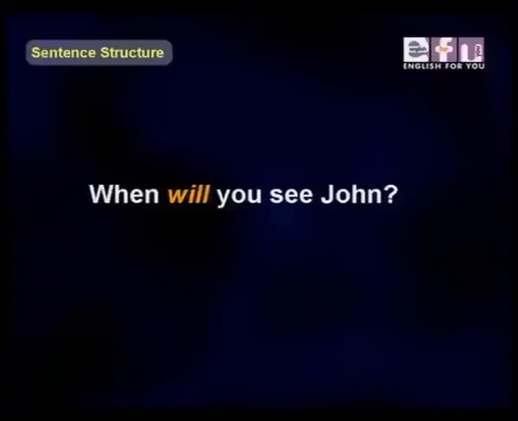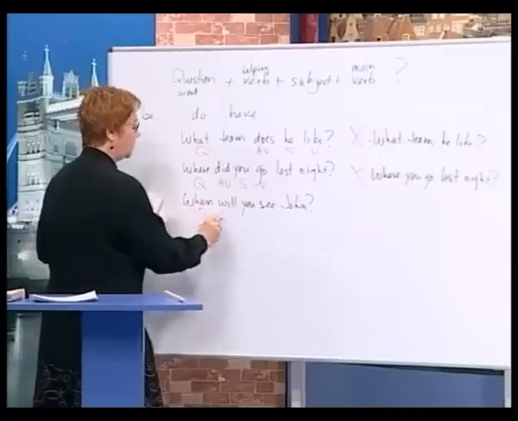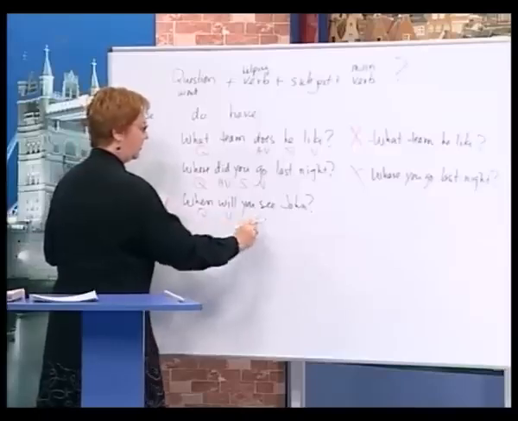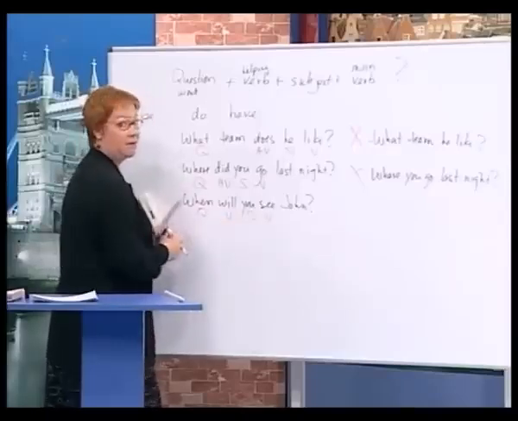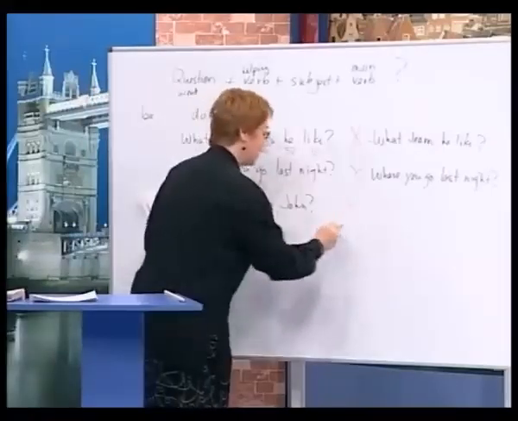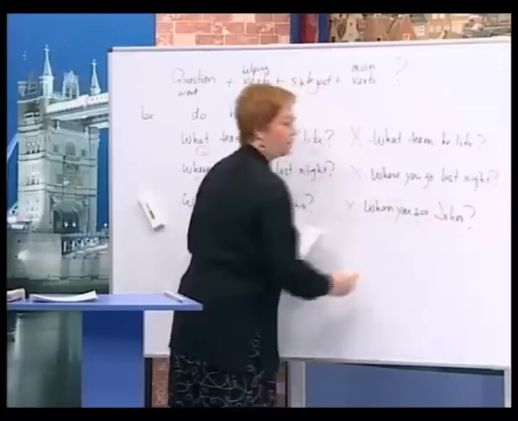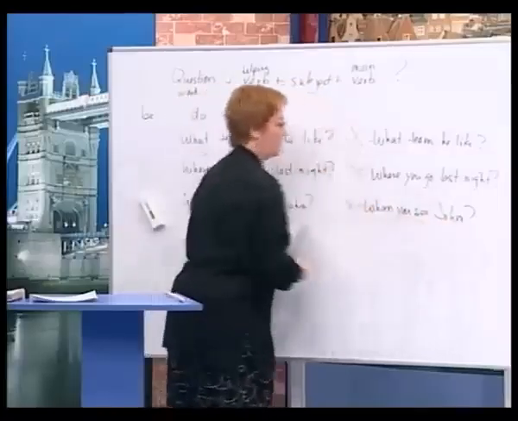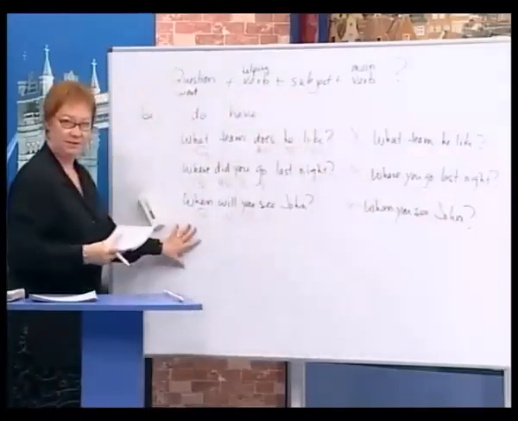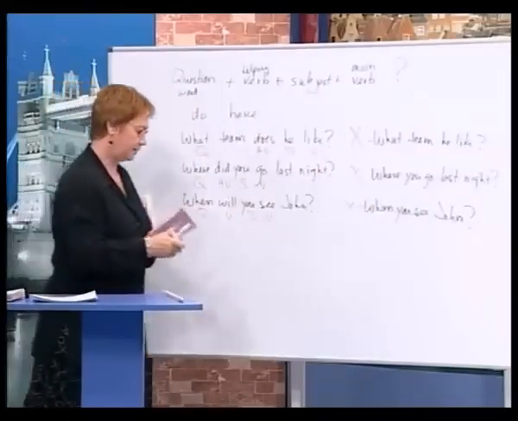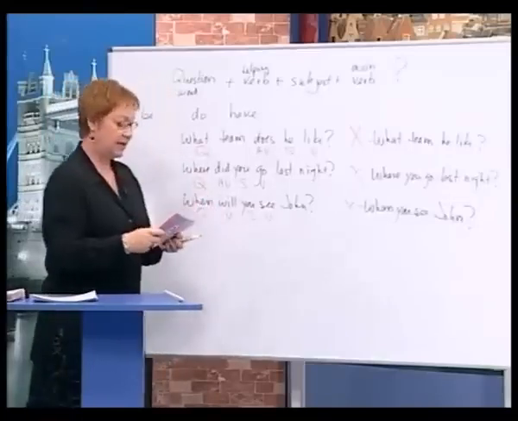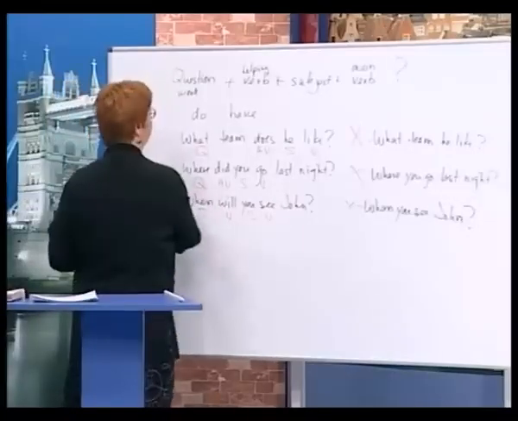All right? Okay? And here's another example. When will you see John? You've got the question word, you've got will, which is actually part of the verb, the subject, and the verb. You cannot say when you see John. Okay? This you cannot do. This is how you're supposed to do it. Okay? All right.